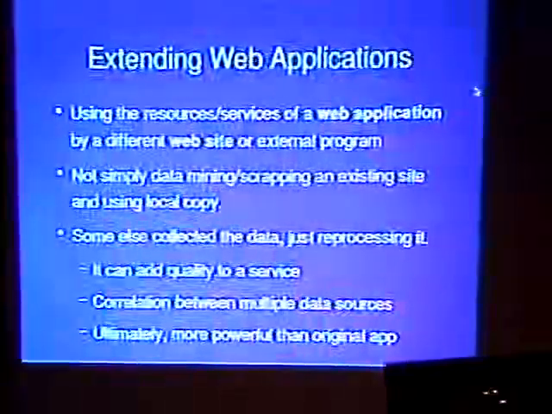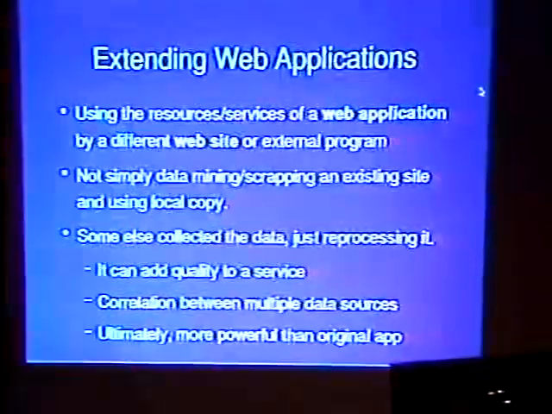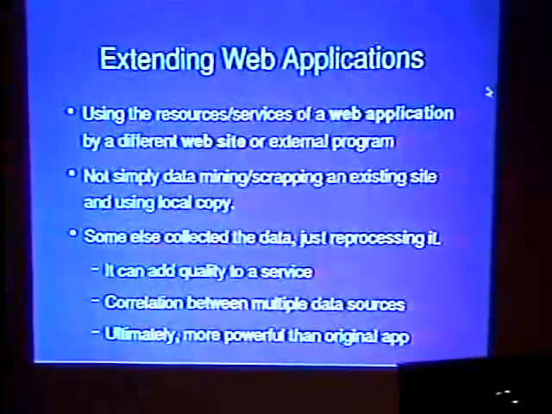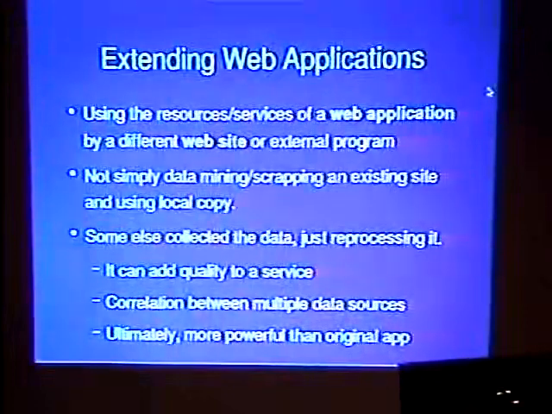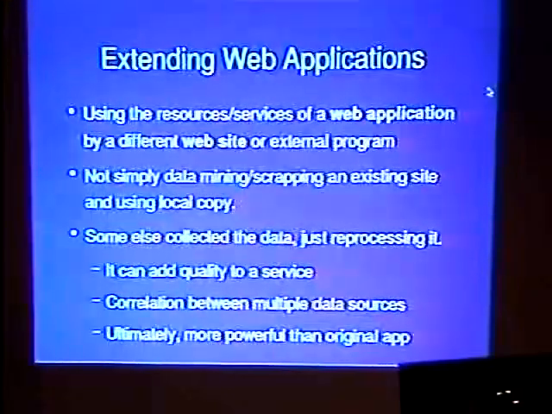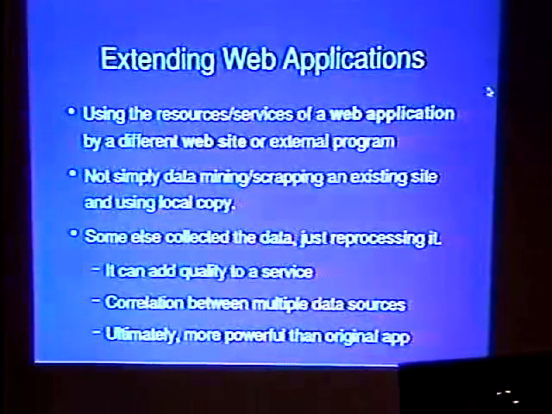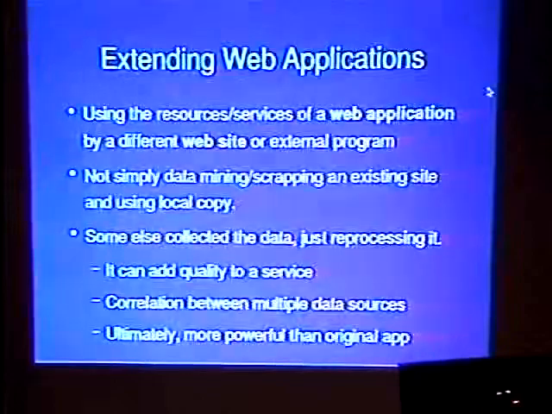Okay. Someone else collected the data. Oh, wow, I wrote some of these on my drive up here, so it doesn't necessarily make sense. That's supposed to say someone else collected the data, and we are just reprocessing it. We can add quality to the service, though, because we can do correlation between multiple data sources. I could go grab information from IMDb, and I could go grab information from, like, the Weather Channel and find out if it's raining on Kevin Bacon. Because it might be.